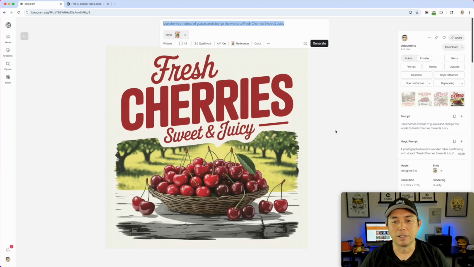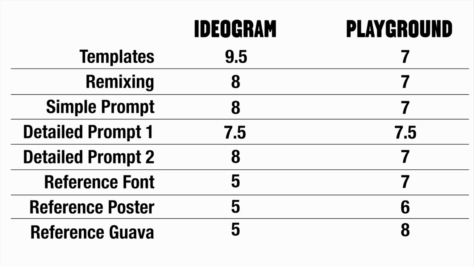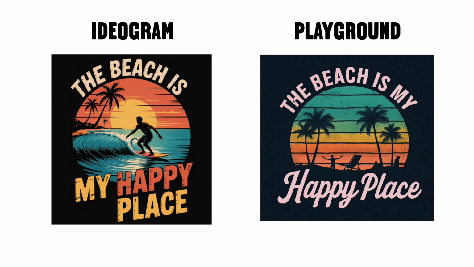So I don't know if adding up all the scores is the best way, but I'm going to put these all together and let's see if you agree with all the things that I compared it to. All right, so here are all the scores from Ideogram and Playground in this video. The templates, I think Ideogram had a lot more templates and not better templates, so I gave it a higher score here. Remixing, Ideogram did slightly better than Playground, and just to remind you, these were the two right here, so you can decide for yourself if it's slightly better or not.